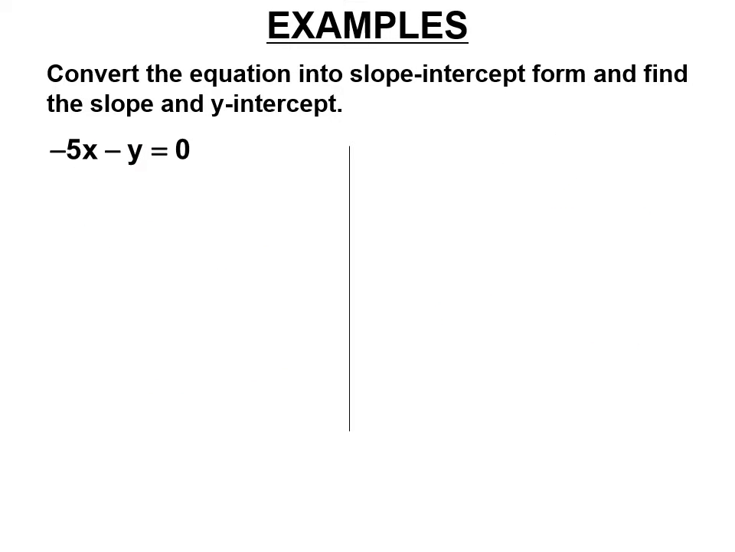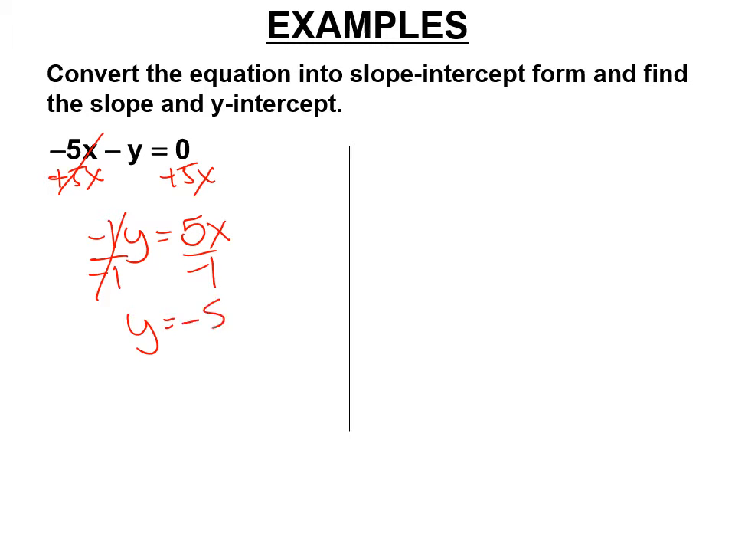Same thing here. So we're going to add 5x to both sides. So -1y, remember I like to write the -1 so I don't forget, equals 0 plus 5x. That's 5x. Divide both entire sides by -1. 5 divided by -1 is -5. The y-intercept there is 0, 0. So the slope is -5.